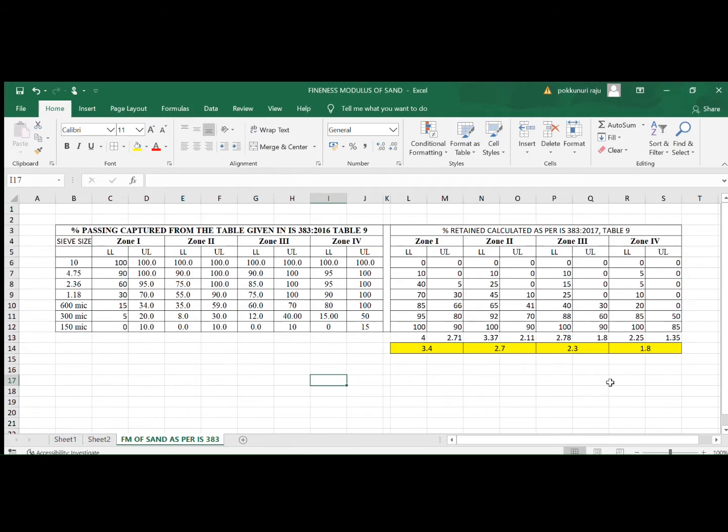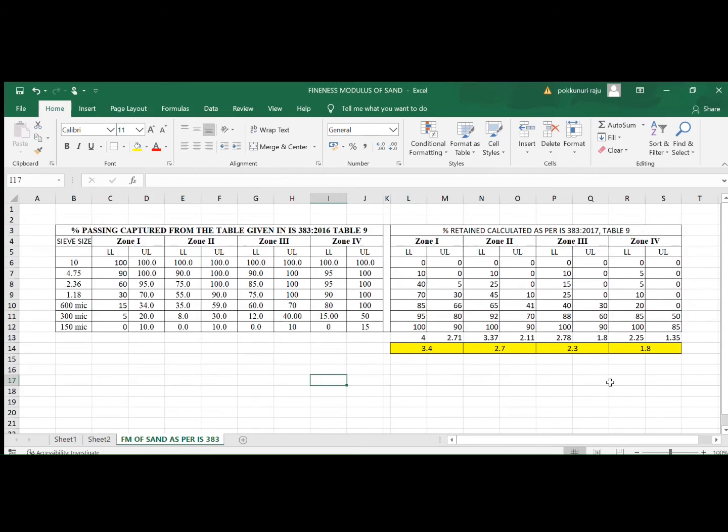For example, for the 10 mm sieve, the percentage passing in zone 1 sand is 100. For 4.75, the percentage passing is between 90 to 100. For 2.36, it is between 60 to 95. For the 1.18 sieve, the percentage passing is 30 to 70. And for 600 micron, 300 micron and 150 micron, the percentage passing is 15 to 34, 5 to 20 and 0 to 10 respectively. Similarly, for each zone, the percentage passing is given in IS 383 of 2016, Table 9.